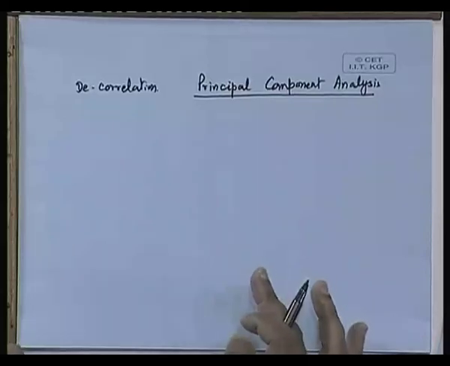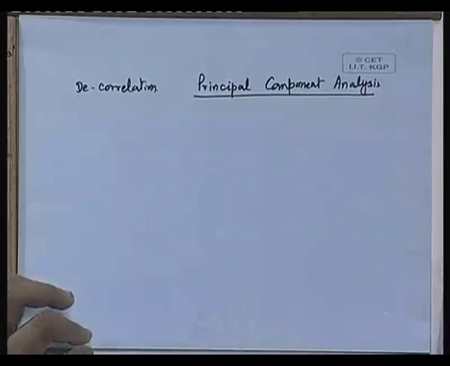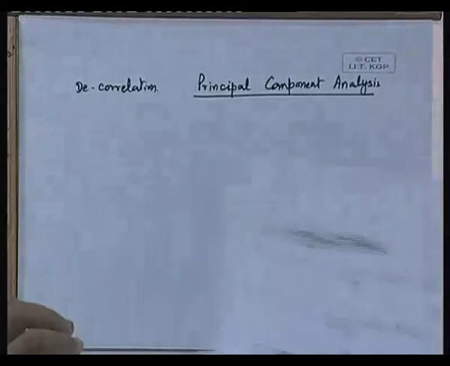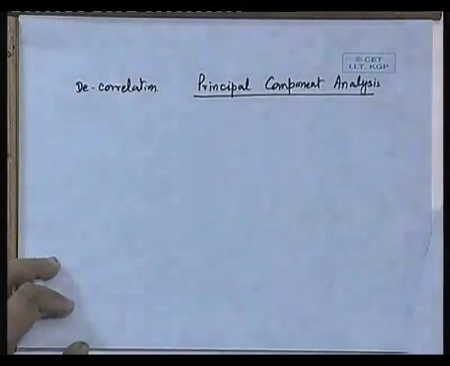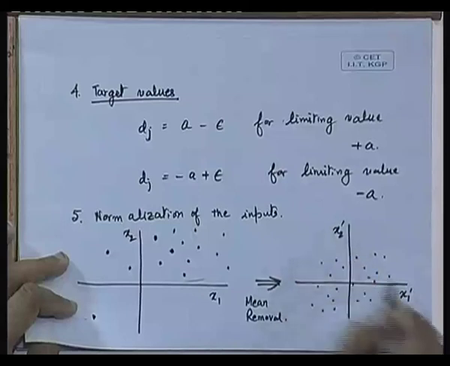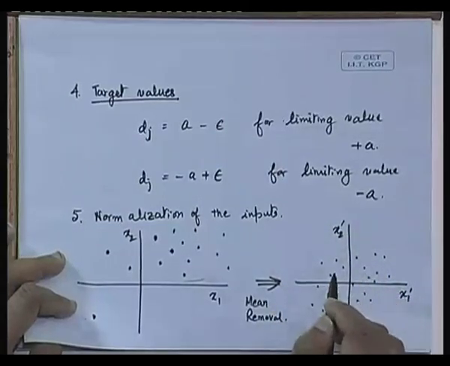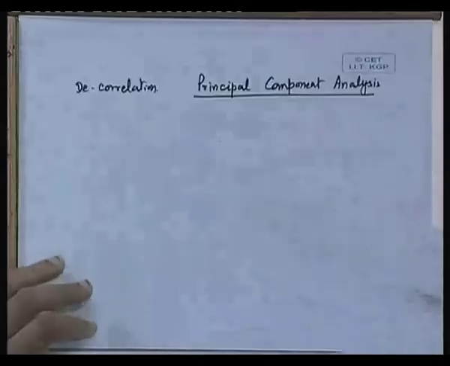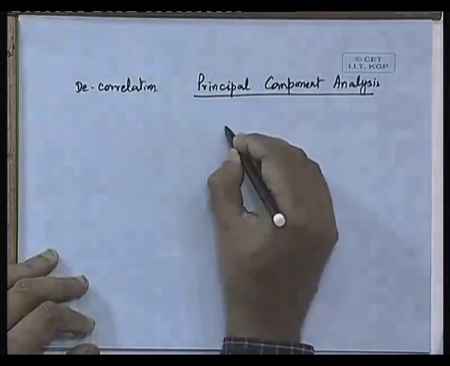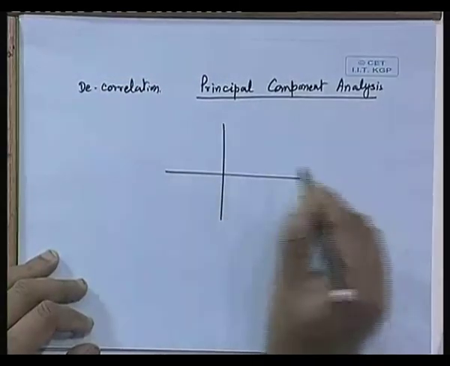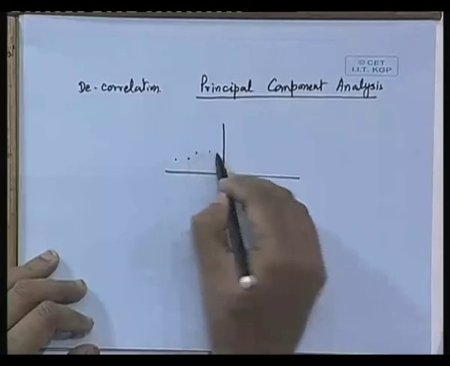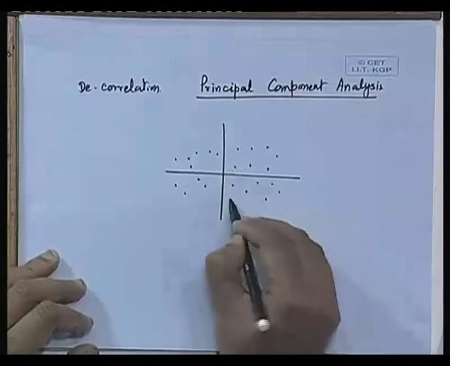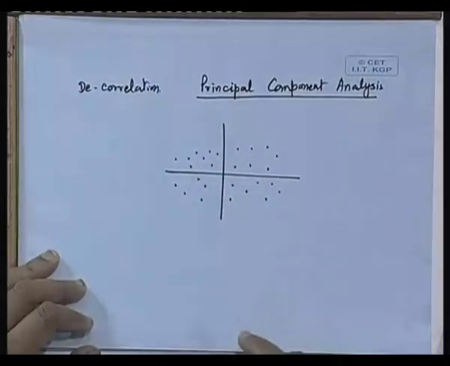Now, the steps that we are doing are that the first step is mean removal, and the next step is going to be decorrelation. So, whatever you have as x1 prime, x2 prime will now be decorrelated. Decorrelated means this data set could now be more spread out. If we have a decorrelated set of patterns, then the patterns may look like this.